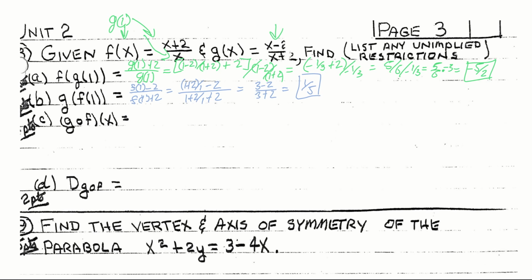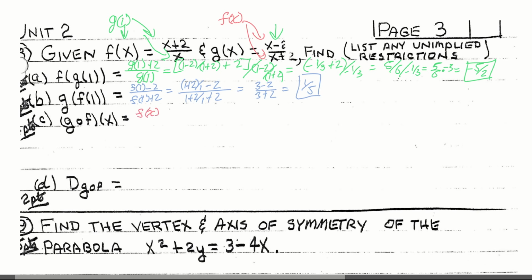So this next one, again, is a different notation, but it just means the same thing as g of f of x. So when we do this one, we should get a function of x instead. So we're going to place each f of x in the x's for g of x. So we're going to get f of x minus 2 over f of x plus 2. Replace each f of x with x plus 2 over x. So x plus 2 over x, minus 2, over x plus 2 over x, plus 2.